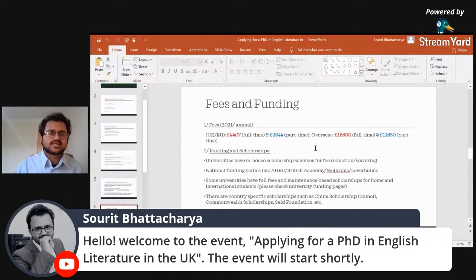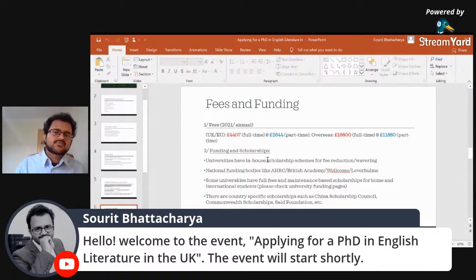So you can see that for home and overseas students, it's almost 5 times more, sort of 4.5 times or 4 times more in overseas tuition fees. So be very prepared if you're planning for a PhD in English literature and you're planning to pay on a self-payment basis. This is something I just wanted to flag.